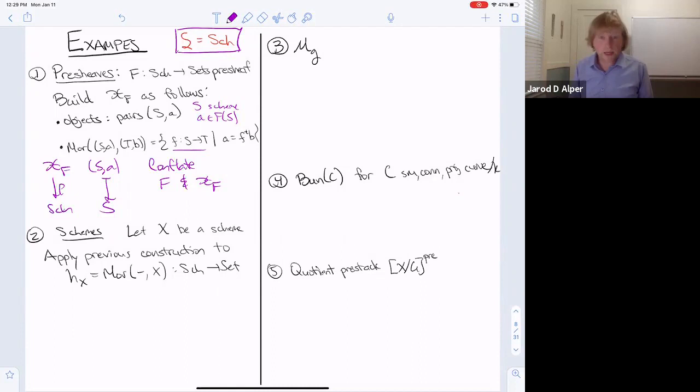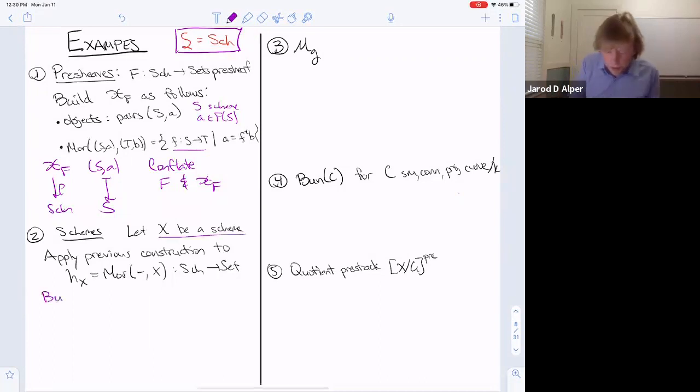So that's presheaves. And moving on to example 2, schemes. Well, we've already seen how you can view a scheme as a presheaf, and so bootstrapping on that, you can view a scheme as a prestack. But since it's such an important example, let's spell it out here.